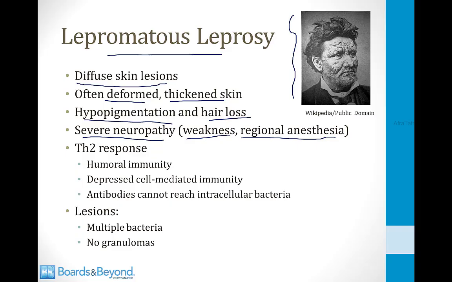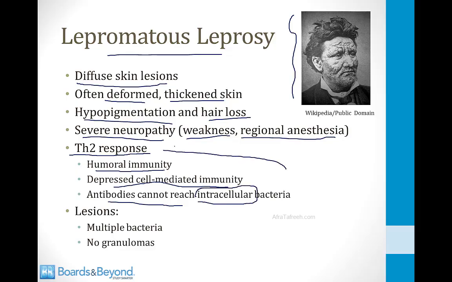These patients have a Th2 response, which is not the type of response you want to a leprosy infection. This is humoral immunity with antibodies. They have a depressed cell-mediated immune response, and the antibodies can't reach these bacteria because they are intracellular. We don't really understand why some people have this type of response rather than the better or stronger Th1 response.